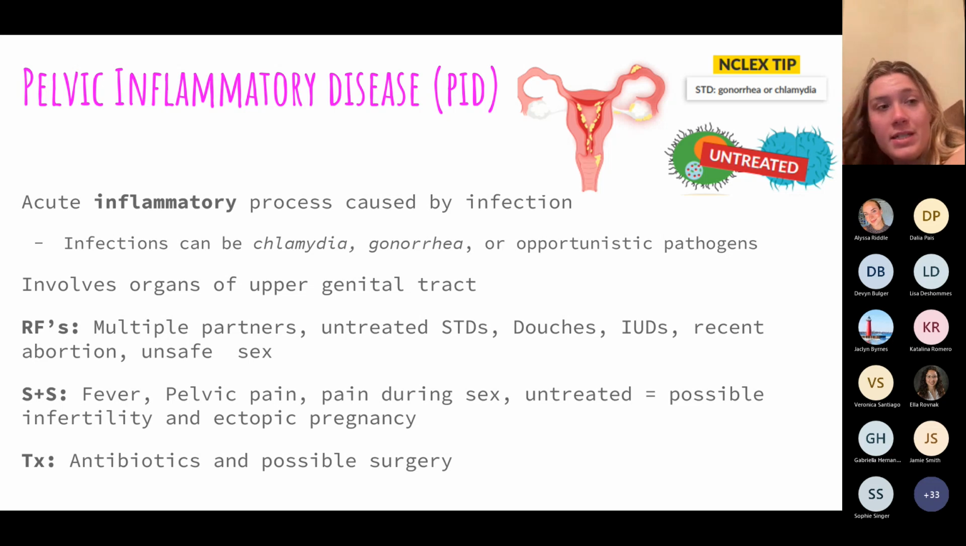Pelvic inflammatory disease usually is preceded by an infection, specifically chlamydia or gonorrhea, if left untreated. Again, our risk factors are going to be mainly sexual based. So what are some signs and symptoms? They're going to have a lot of pelvic pain, especially during intercourse. And if, again, it gets left untreated, they can have infertility and ectopic pregnancies.